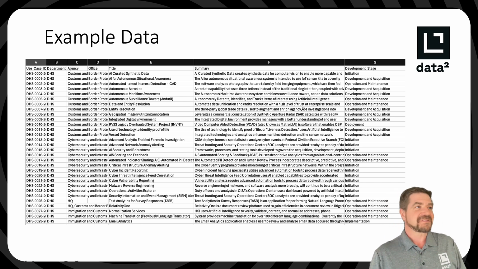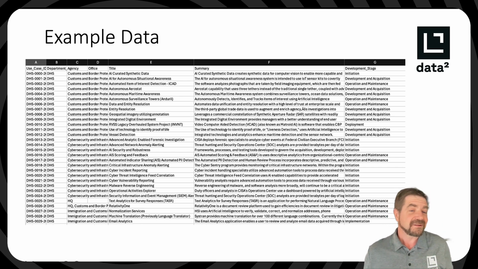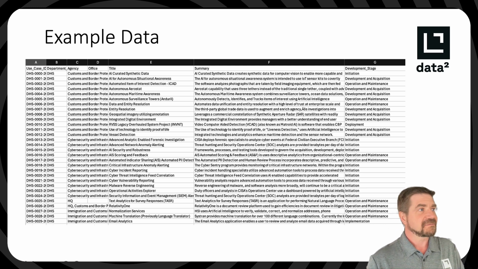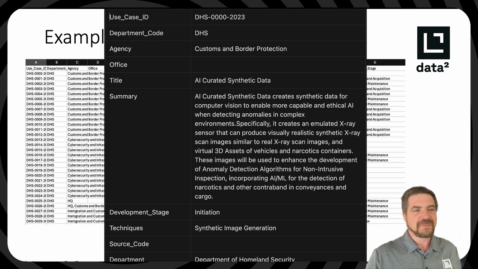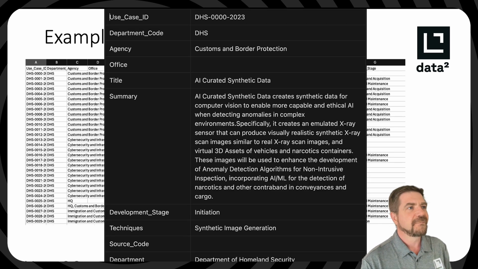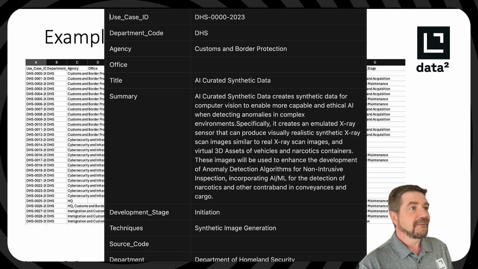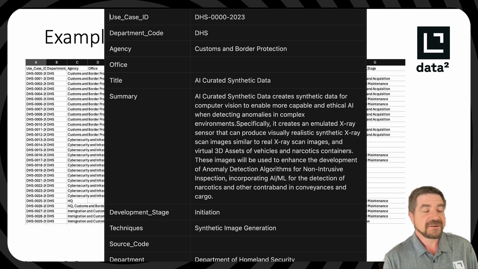It's always important to start with data. This is what it looks like when we downloaded it. It's a CSV file, and it's got really just a fairly simple description. The name of the use case, which department it's part of. There's a summary there. There's 710 of these. I'm just showing a small example, but this is sort of a deeper dive into one of them. This is for the Customs and Border Protection. I picked it randomly. But the title on this one is AI Curated Synthetic Data.